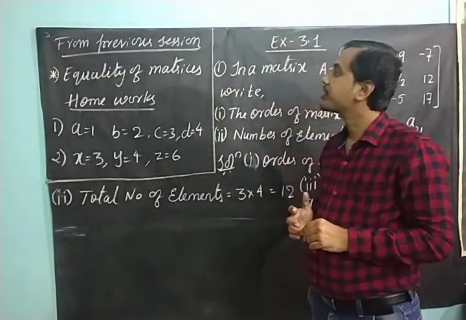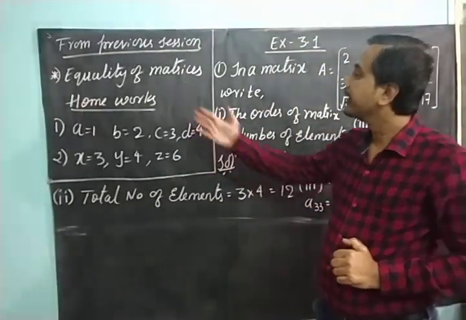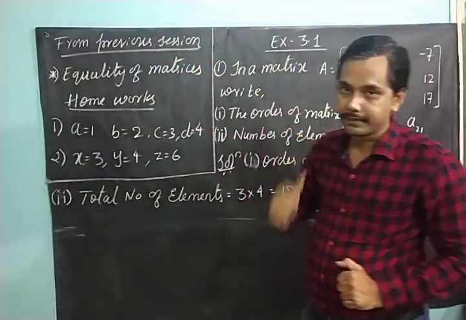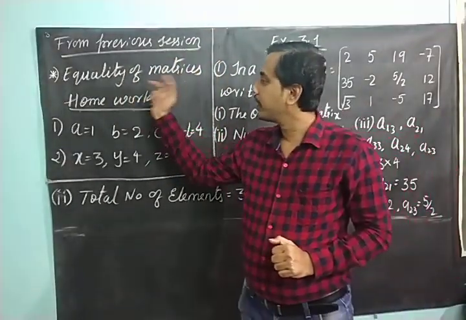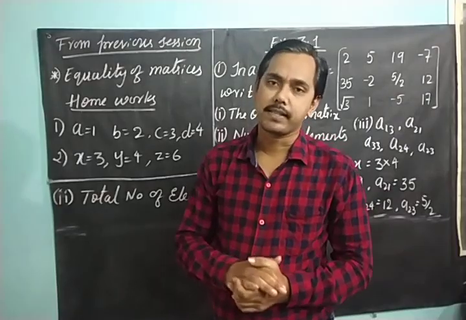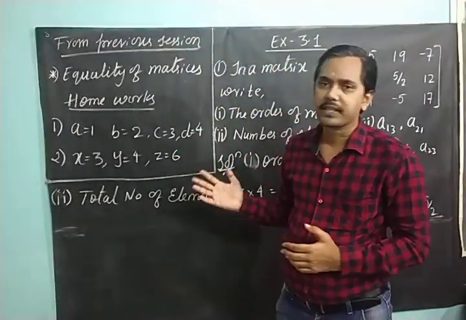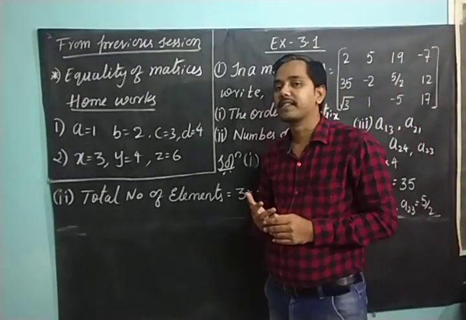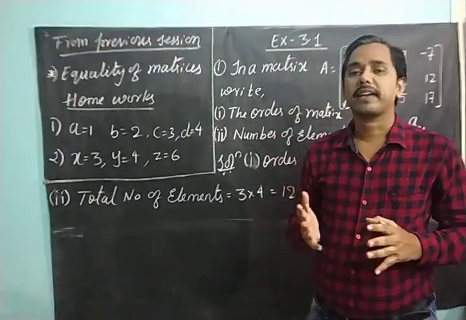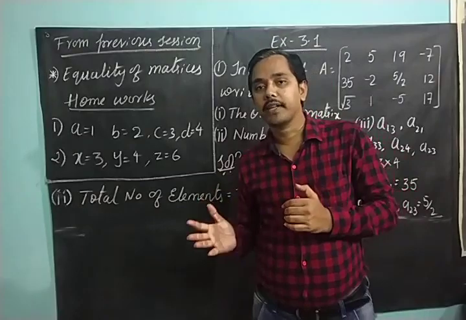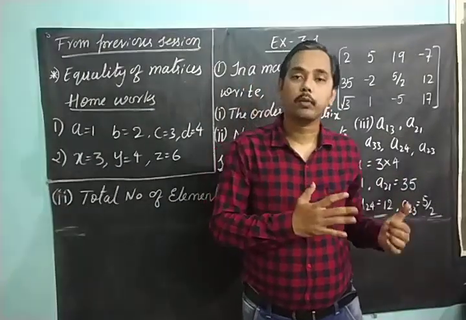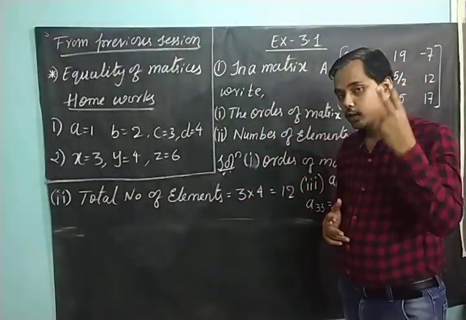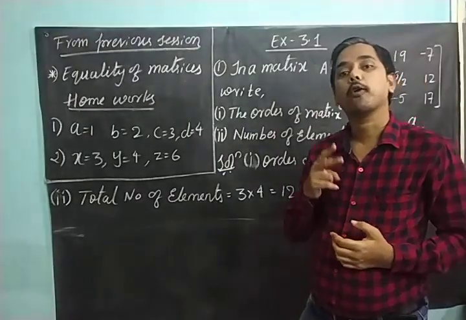In previous sessions we were discussing equality of matrices. As we have discussed in that session, what do we mean by equality of matrices? In order to confirm that the given matrices are equal, they need to satisfy two conditions. How many conditions?